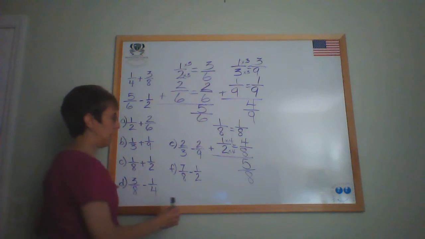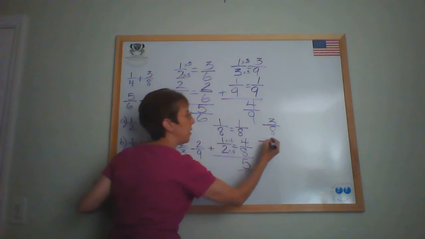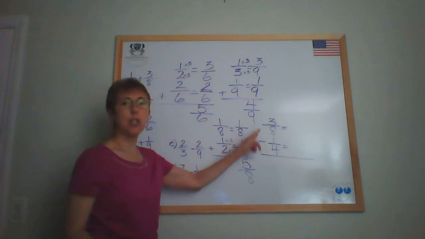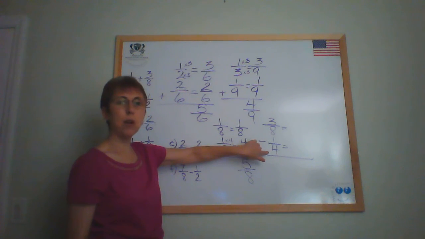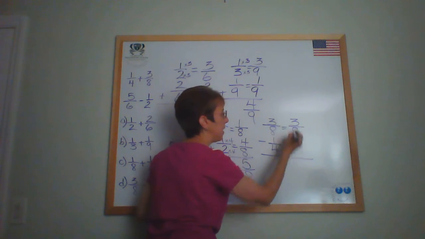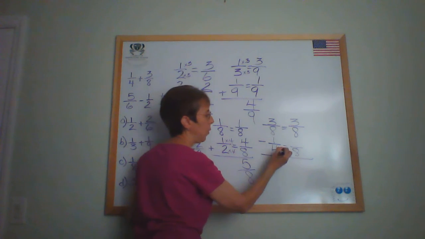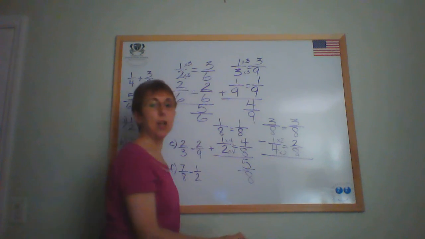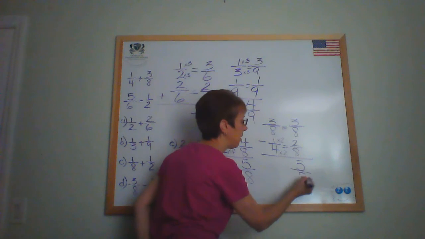Okay, problem D. 3/8 minus 1/4. Looking at the relationship of those denominators, the 4 to the 8, you know you can multiply the 4 to equal 8. Therefore, we keep the eighths. That stays the same. And we're going to change the fourths to eighths. 4 times 2 equals 8. 1 times 2 equals 2. So now 3/8 minus 2/8 equals 1/8.